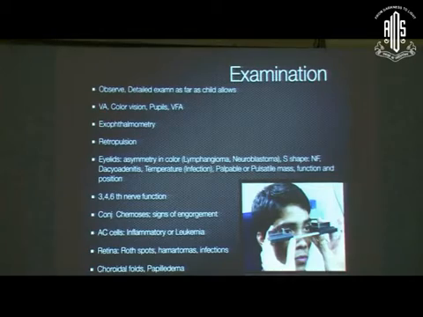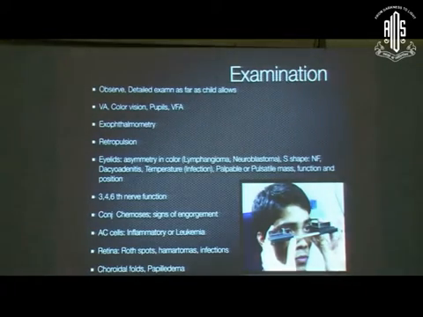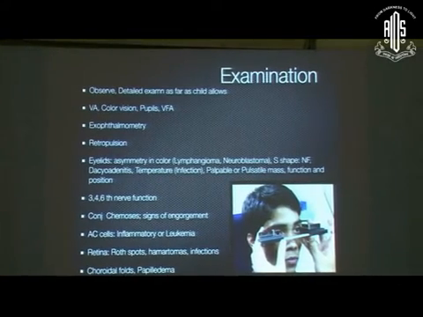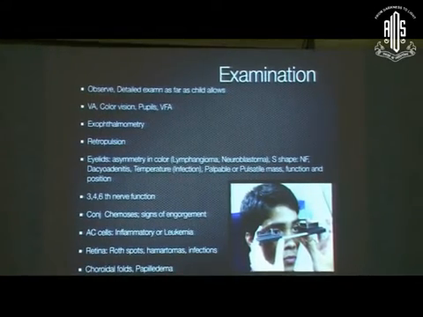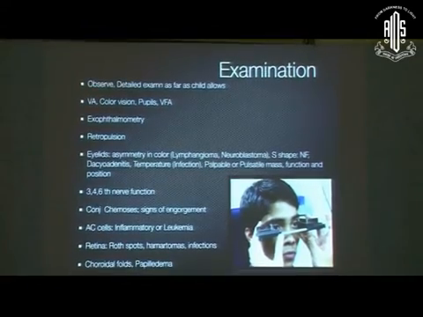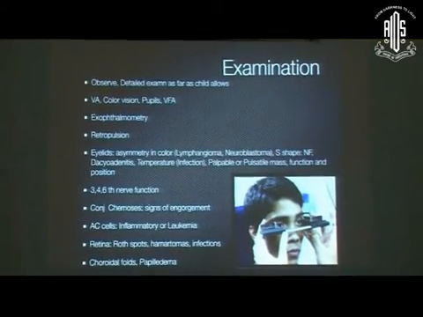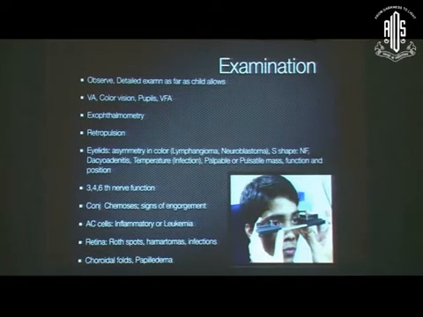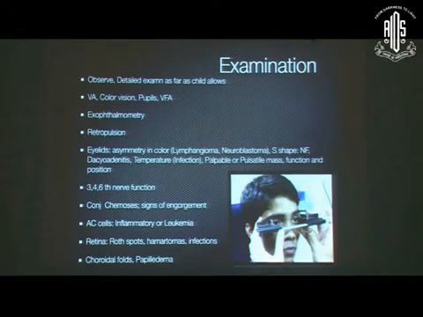That chemosis would indicate probably there are signs of engorgement of the vessels close to the apex. Look for AC cells, anterior chamber cells. They are often seen in inflammatory conditions and even sometimes in leukemia. Always see the retina, and rule out Roth spots. They can tell you straight away there is some pathology with the blood, there's something going on there.